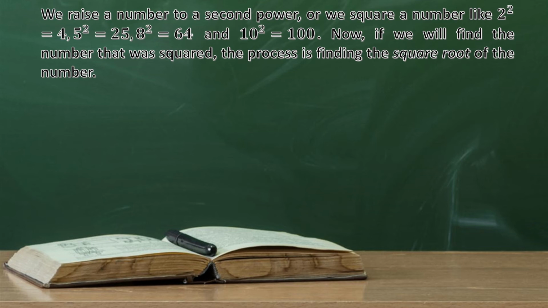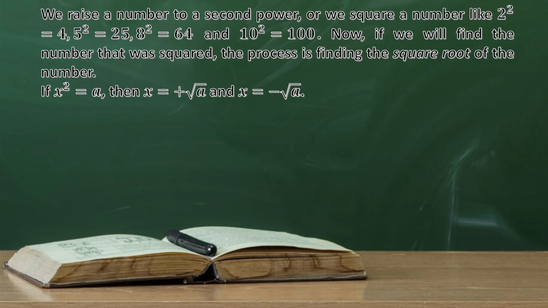Remember that the exponent means the number of times you need to multiply the base by itself. For example, we have 2 squared, that means 2 times 2. 5 squared, that means 5 times 5. 8 squared, that means 8 times 8. And 10 squared means 10 times 10. Now, if we want to find the number that was squared, the process is finding the square root of the number.